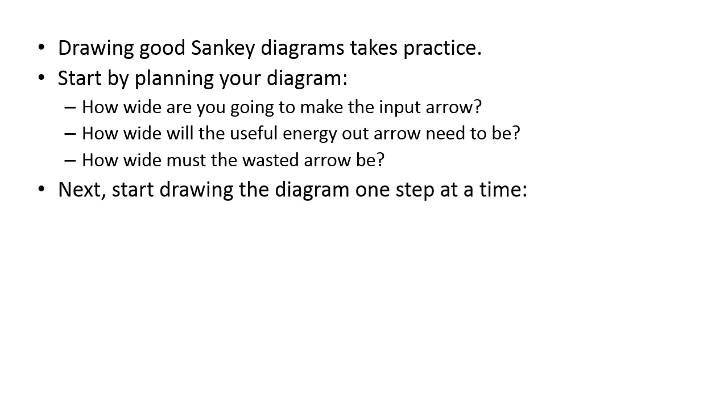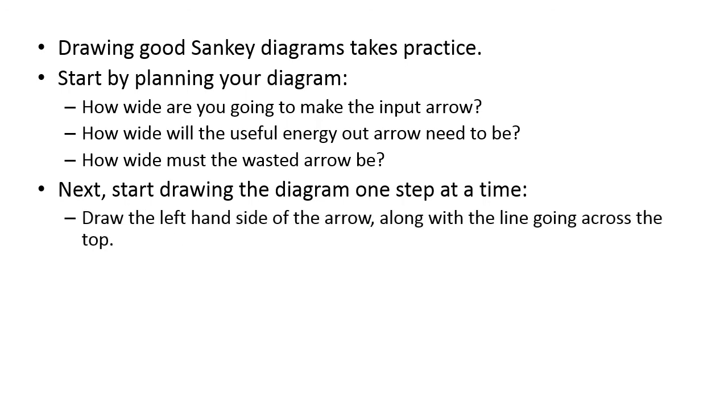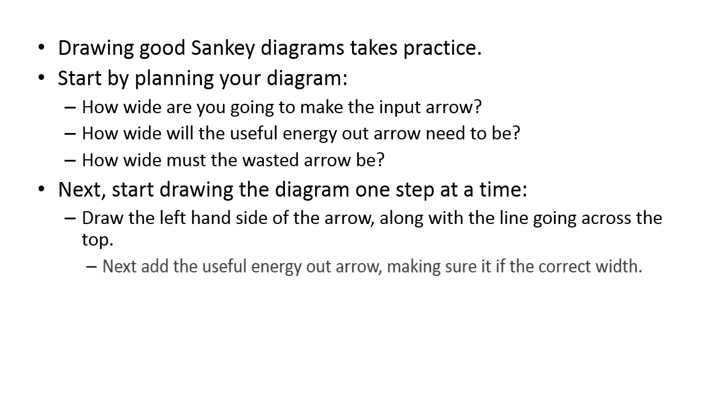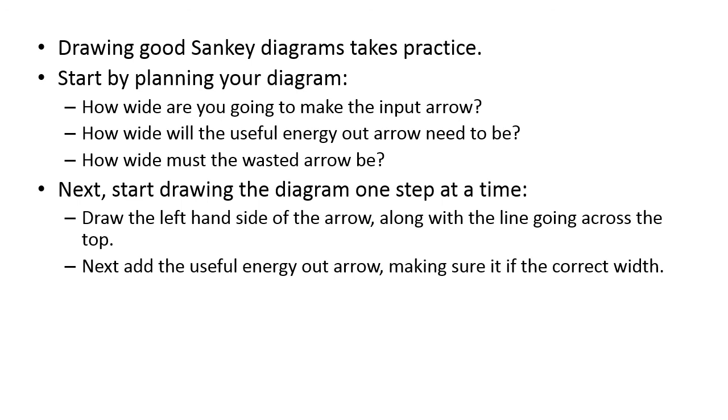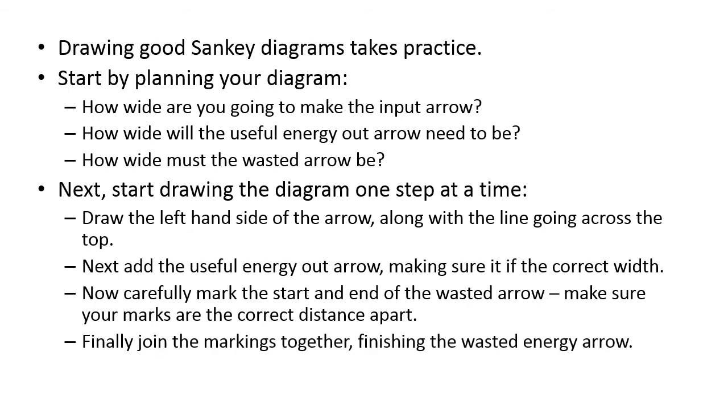Next, start drawing the diagram one step at a time. Draw the left hand side of the arrow along with the line going across the top. Next, add the useful energy out arrow, making sure it is the correct width. Now carefully mark the start and end of the wasted arrow. Make sure your marks are the correct distance apart. Finally, join the markings together, finishing the wasted energy arrow.